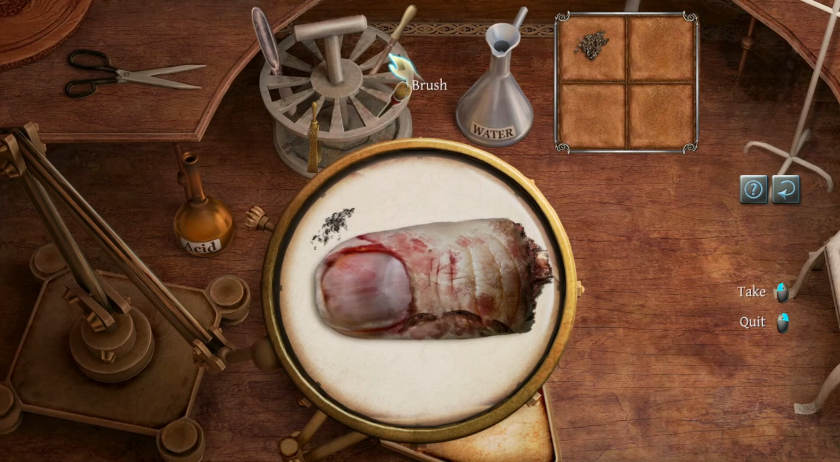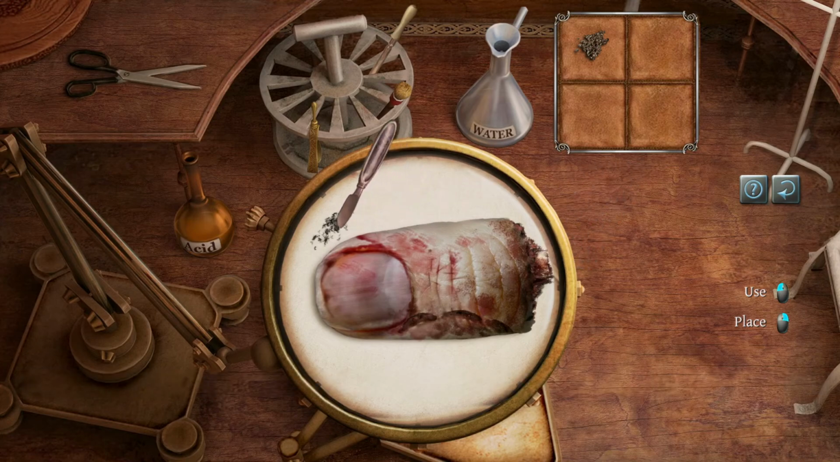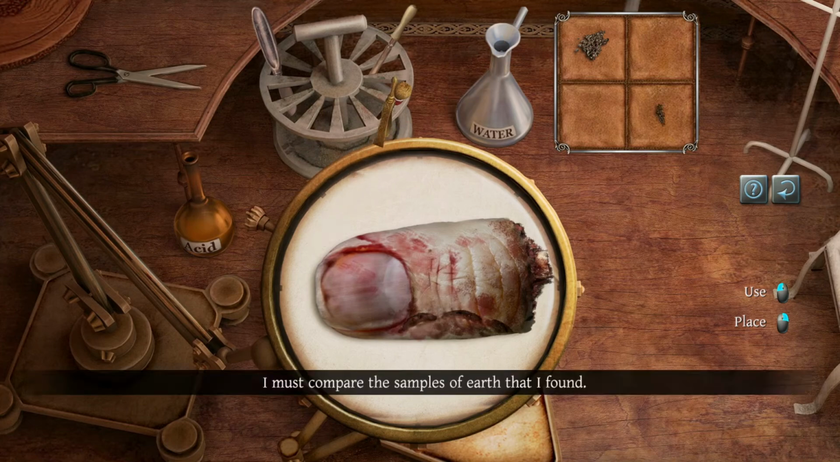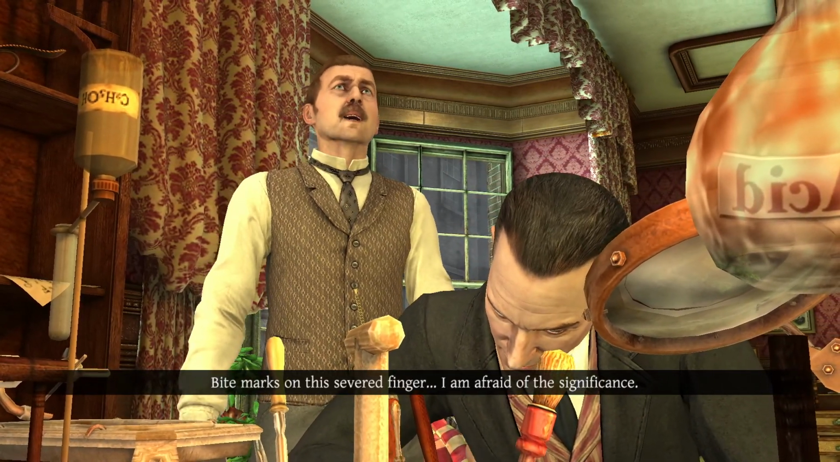Where's the scalpel? There's the scalpel. Tooth marks. Fragments of skin. A phalanx. This finger wasn't cut off. It was ripped off. Oh, probably I have to pick it up like the other one. I must compare the samples of earth that I found. Bite marks on this severed finger. I am afraid of the significance.